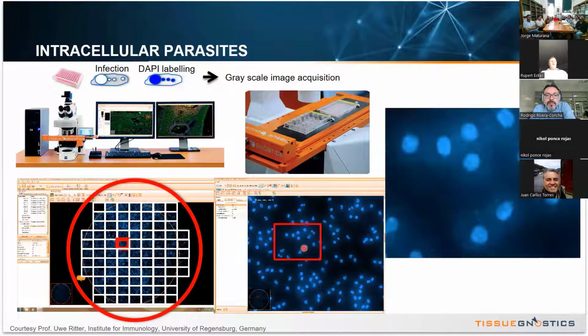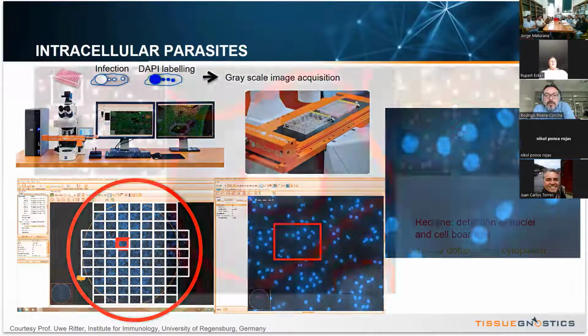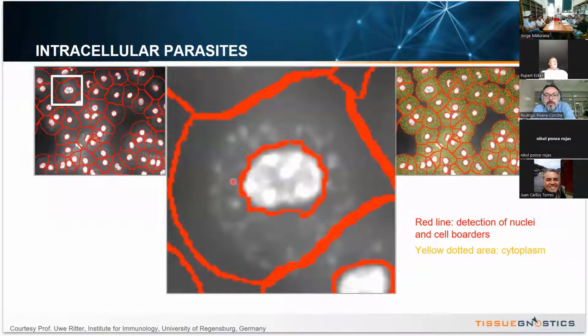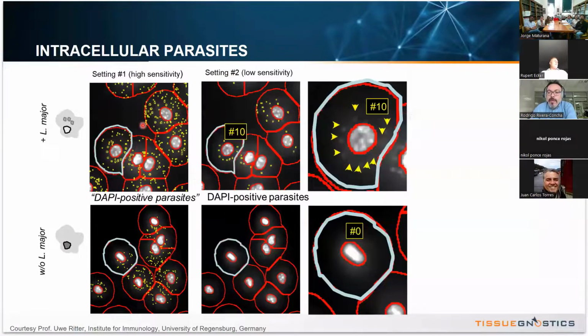nuclei of macrophages. If we zoom in, then we see also the small dots here. These are the nuclei of the parasites. And after identifying the nuclei of the macrophages, we generate a secondary measure mask, which gives this ring here. That's why we call it a ring mask, where we can quantify the small dots, which are the parasites.